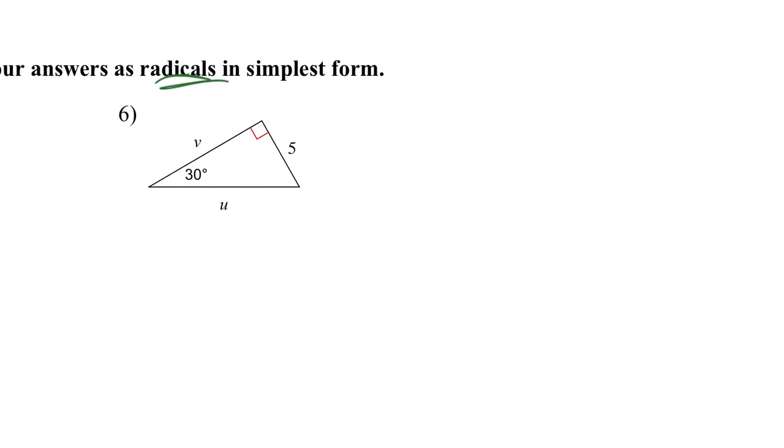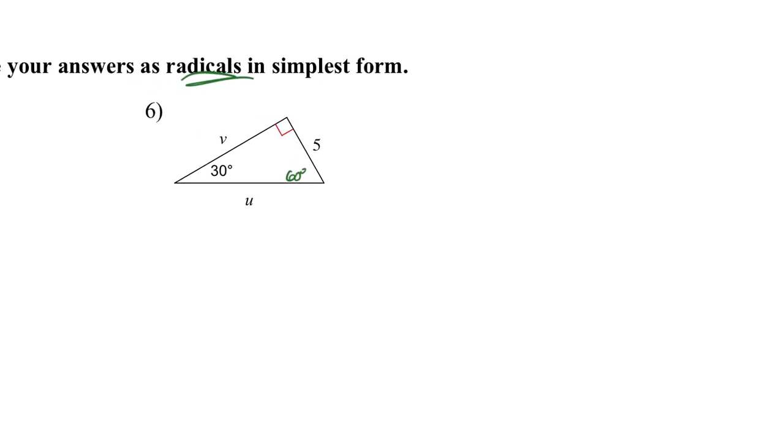On a 30-60, we know that this one down here is 60 degrees. In a 30-60, first we're going to identify my shortest leg. So the shortest leg is opposite to 30 degrees, so it's that 5 over here. Now, I can either find the longest leg first or the hypotenuse. To find the hypotenuse, in this case is u. Remember, hypotenuse is opposite to the 90 degree. It's 5 times 2 equals 10.